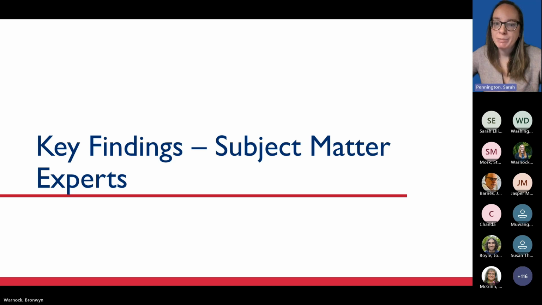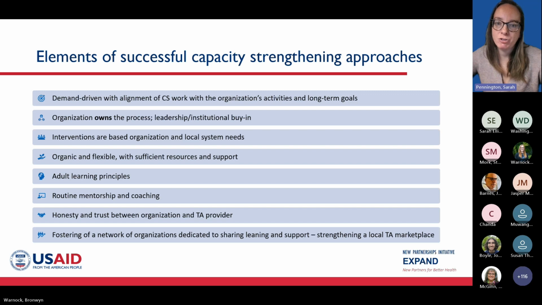Starting with our subject matter experts, they had some high-level thoughts on what works and what to avoid in providing capacity strengthening support that contributes to sustained organizational performance improvement. Successful CS approaches are demand-driven, have the buy-in of the institution's leadership and staff. It's clear to all involved how the capacity strengthening work aligns with the organization's own long-term goals and activities.